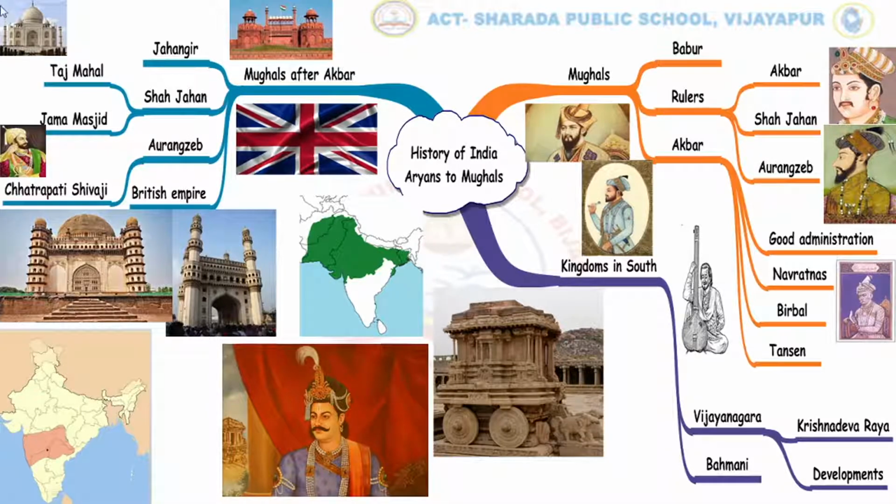He had built the world famous Taj Mahal at Agra, Red Fort at Delhi, which has military and political significance for us now, and also the Jama Masjid at Delhi, which is the largest mosque in India. After him, his son Aurangzeb was the emperor of the Mughal Empire.